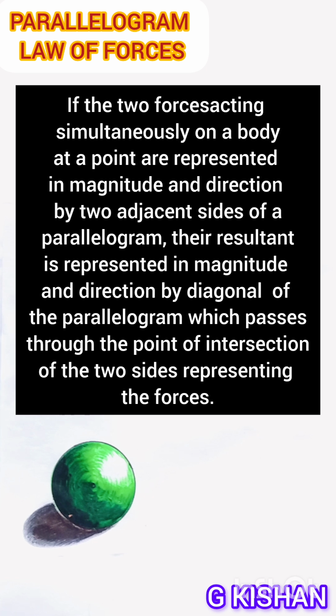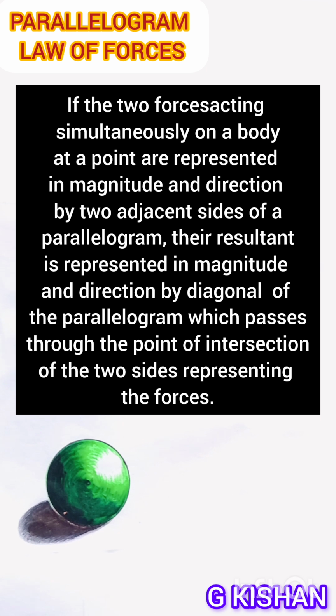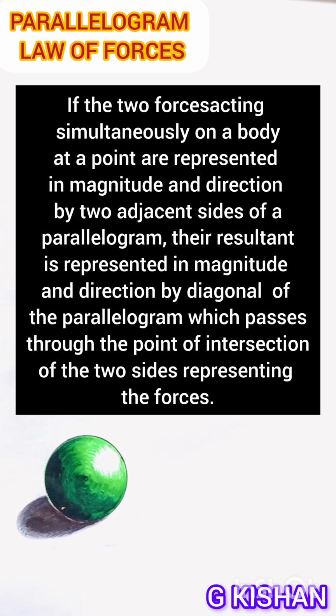If two forces acting simultaneously on a body at a point are represented in magnitude and direction by two adjacent sides of a parallelogram, the resultant is represented in magnitude and direction by the diagonal of the parallelogram which passes through the point of intersection of the two sides representing the forces.